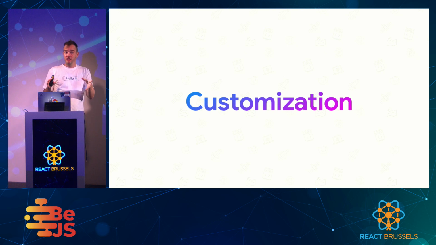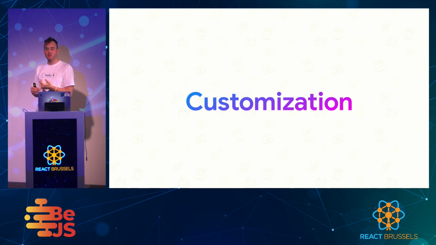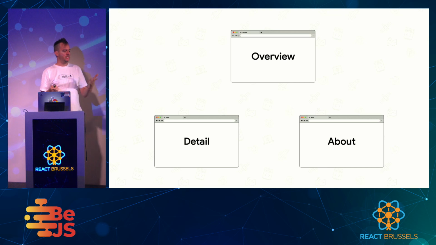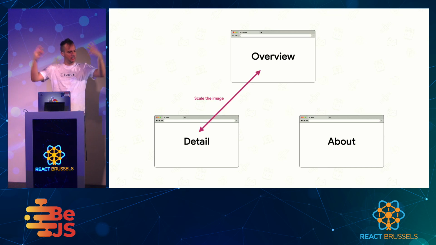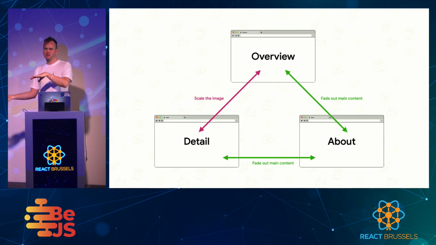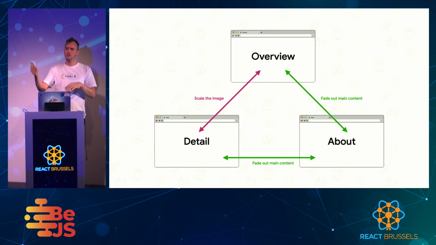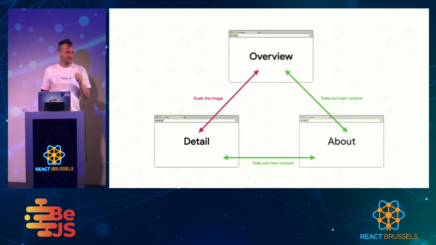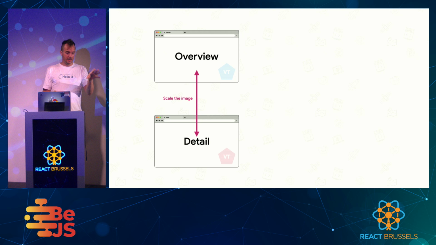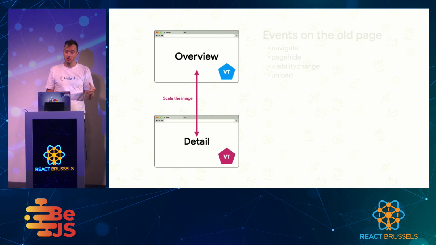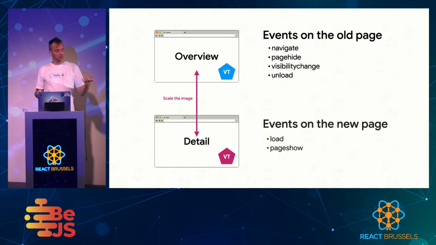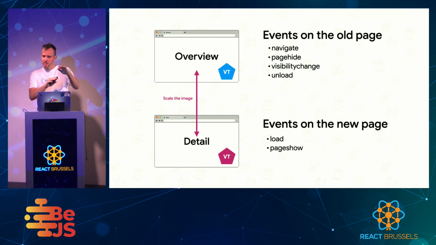So that's MPA view transitions. If you're wondering about customization, because sometimes you do want to do that, like these pages, I have overview, detail, and about. If I go from overview to detail, I want to make the image bigger. But if I go to another page, I just want to fade out the main content and maybe move the sidebar around. So you do want to customize this. So let's take a look, because at each of these pages, we have several events that we can use. These are on the old page, these are on the new page. So which one can we use to just in time change the view transition?